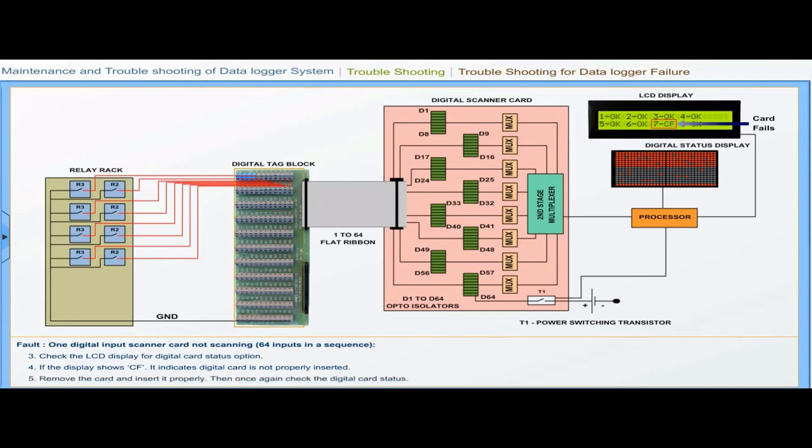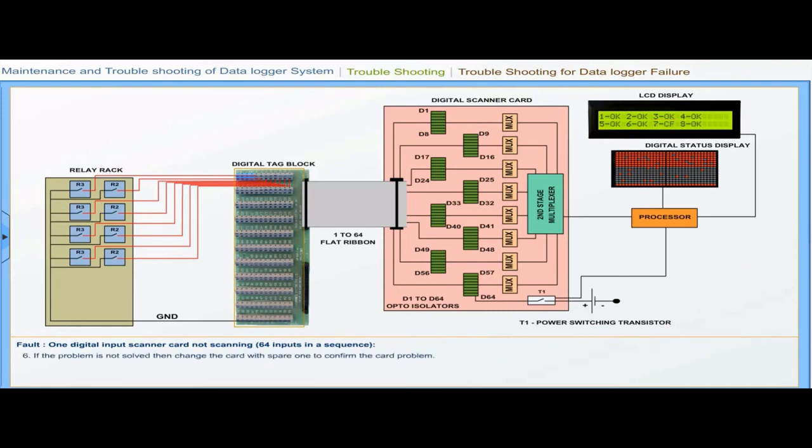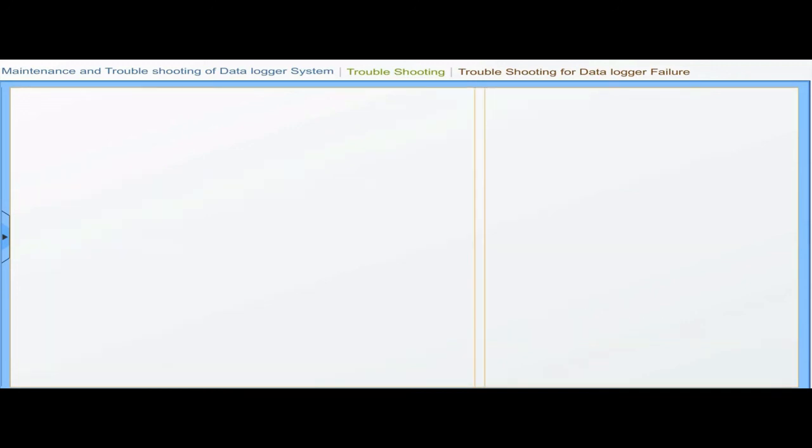Remove the card and insert it properly. Then once again check the digital card status. If the problem is not solved, then change the card with a spare one to confirm the card problem. If a spare is not available, interchange with any other card available in the data logger for confirmation. Note: all cards are interchangeable. The changing of cards should be done only during the power off condition of the data logger.